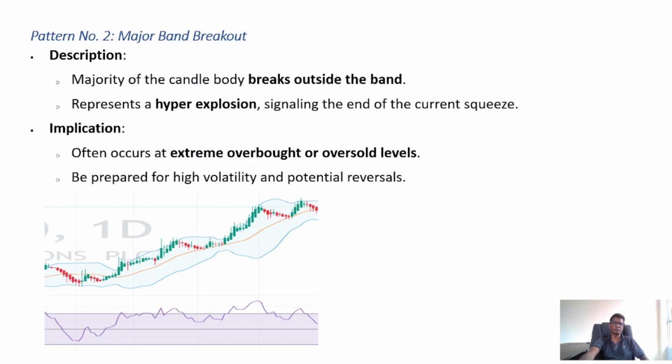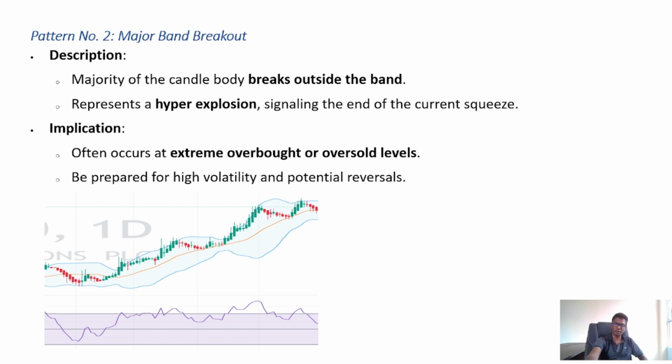Pattern number 2. Here it is extremely different. Majority of the candle's body breaks out of the band. It represents a hyper explosion, signaling the end of a current squeeze. Often occurs at extreme overbought or oversold levels. Be prepared for high volatility and potential reversals.